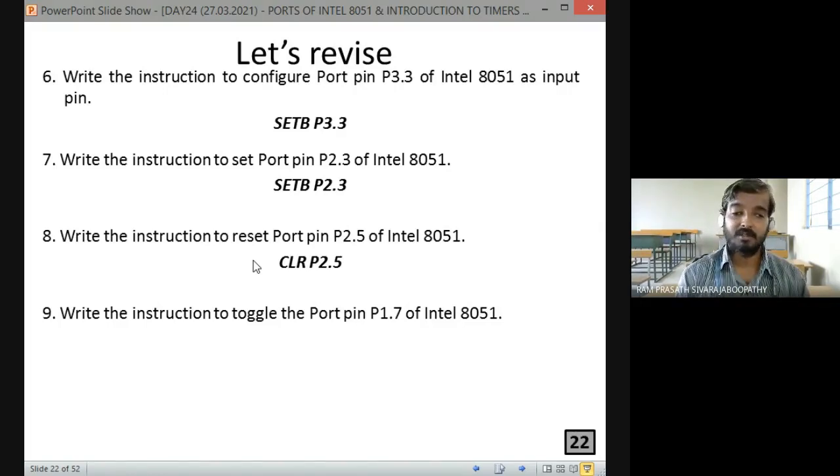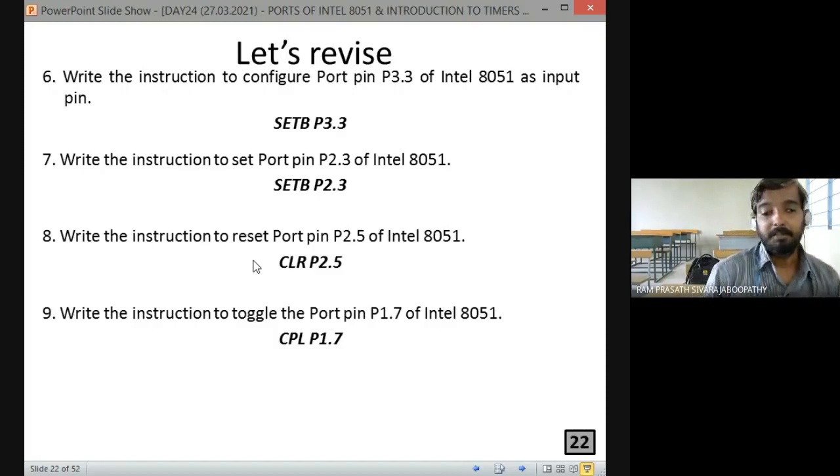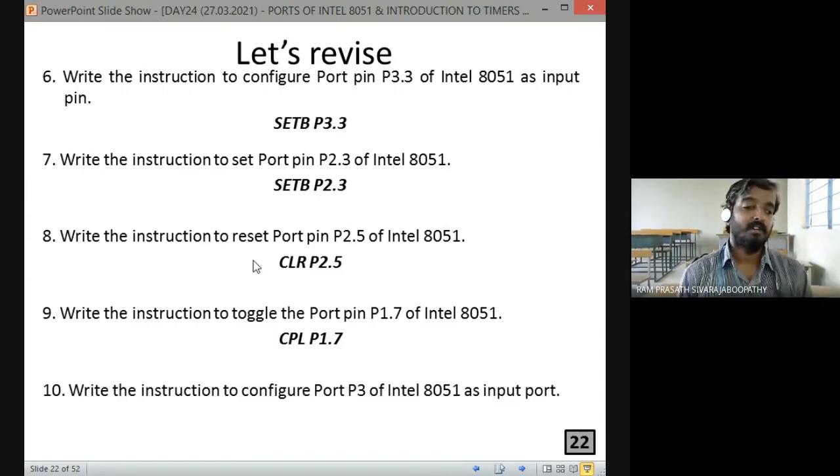Write the instruction to toggle the port pin P1.7. Whatever logic is there in P1.7, we complement it. That we call toggle. Which instruction we have to use? CPL, Danya. Okay, kindly change it. CPL P1.7.